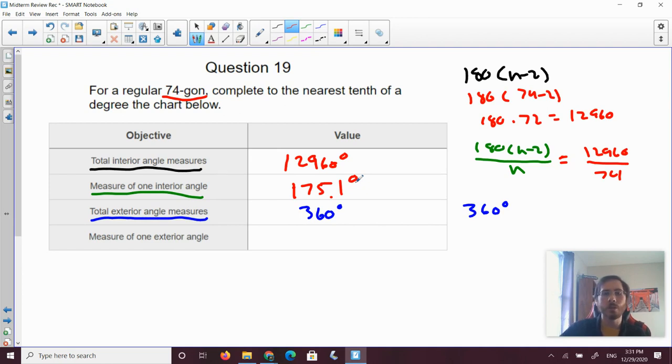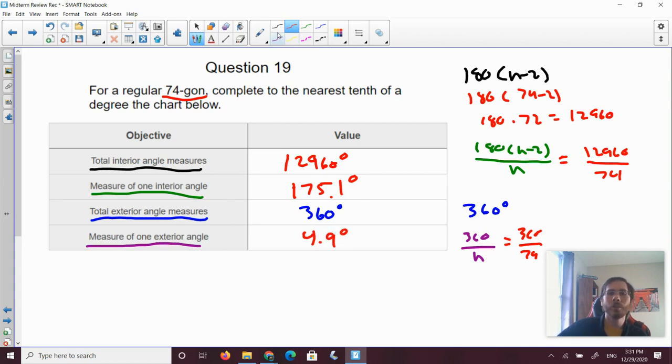Lastly, we've got the measure of one exterior angle. So just like we did in green, all we have to do is divide by n, divide by 74, and that'll give us our value. So 360 over n, if we sub in 360 over 74, and that's 4.9. We go to one decimal place.